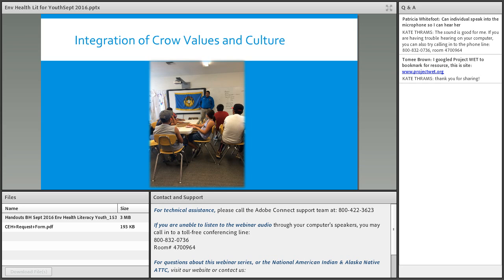We also wanted to integrate Crow values and culture into our project. And so, as I mentioned, we had elders come in and speak to us and tell stories about how water was important. The first year, we had the chairman come in and talk about our flag and talk about what he thought were important ways that water was important to Crow culture.